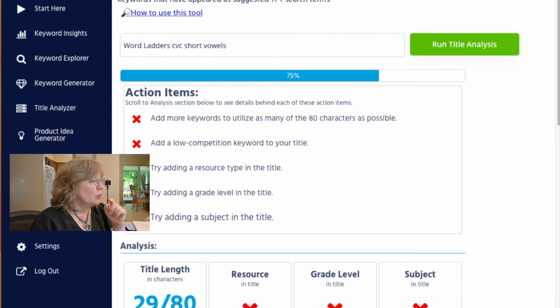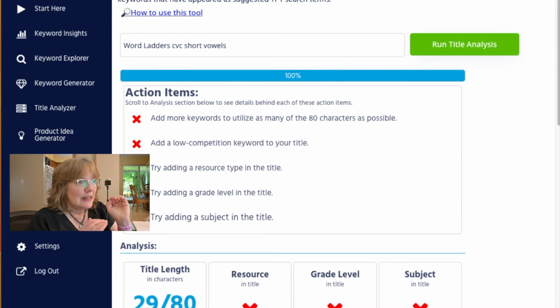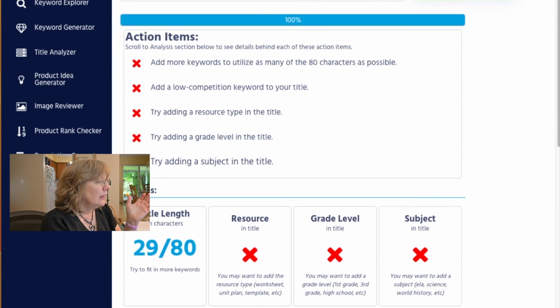And that is this one right here, Word Ladder CVC Short Vowels. This is currently on the 6th page for Word Ladders CVC and the 2nd page for Word Ladders Short Vowels. So it's like, do I play with it or not? But let's just see how the title is. And as you can see, the length is really short. I'm not utilizing my keywords here.